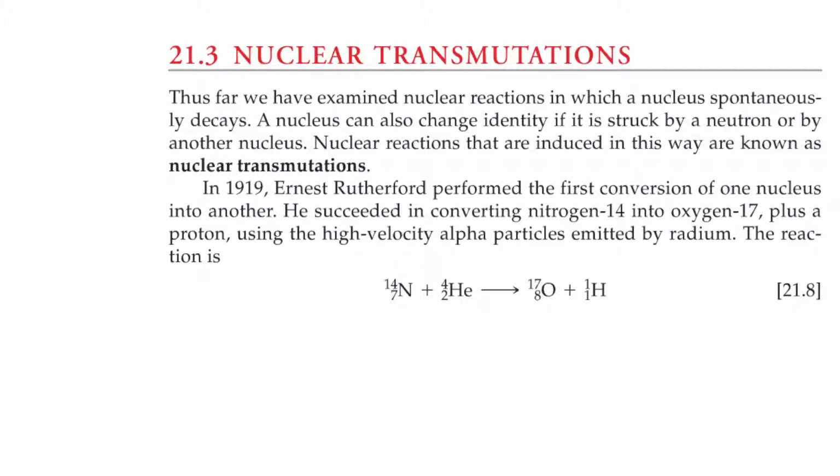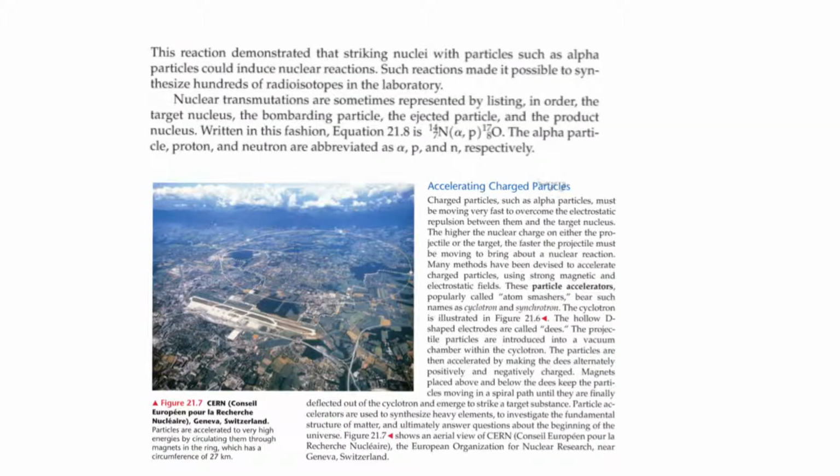In 1919, Ernest Rutherford performed the first conversion of one nucleus into another. He succeeded in converting nitrogen-14 into oxygen-17 plus a proton, using high-velocity alpha particles emitted by radium. The reaction is nitrogen-14 plus helium-4 yields oxygen-17 plus hydrogen. This reaction demonstrated that striking nuclei with particles, such as an alpha particle, could induce nuclear reactions.